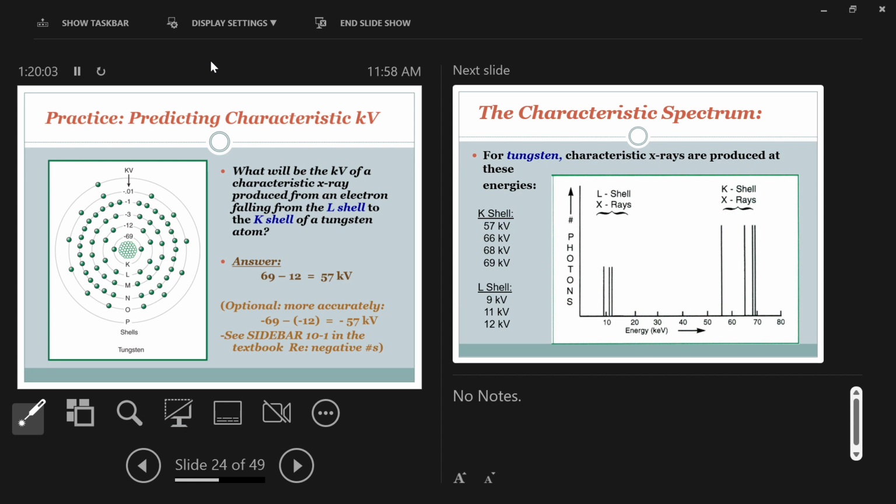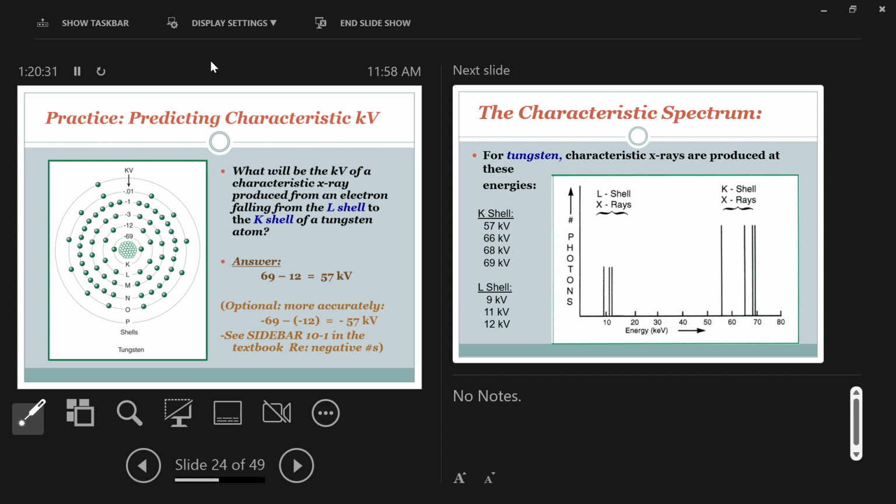An electron falling from L shell to K shell, in order to fall into here, this one had to be gone. This one is gone now. In order for this one to fall to here, it's going to lose 57 kV worth of energy. Again, don't worry about the negative. The X-ray photons that we produce have no electric charge, so negatives don't matter. It's just 57 kV worth of energy.